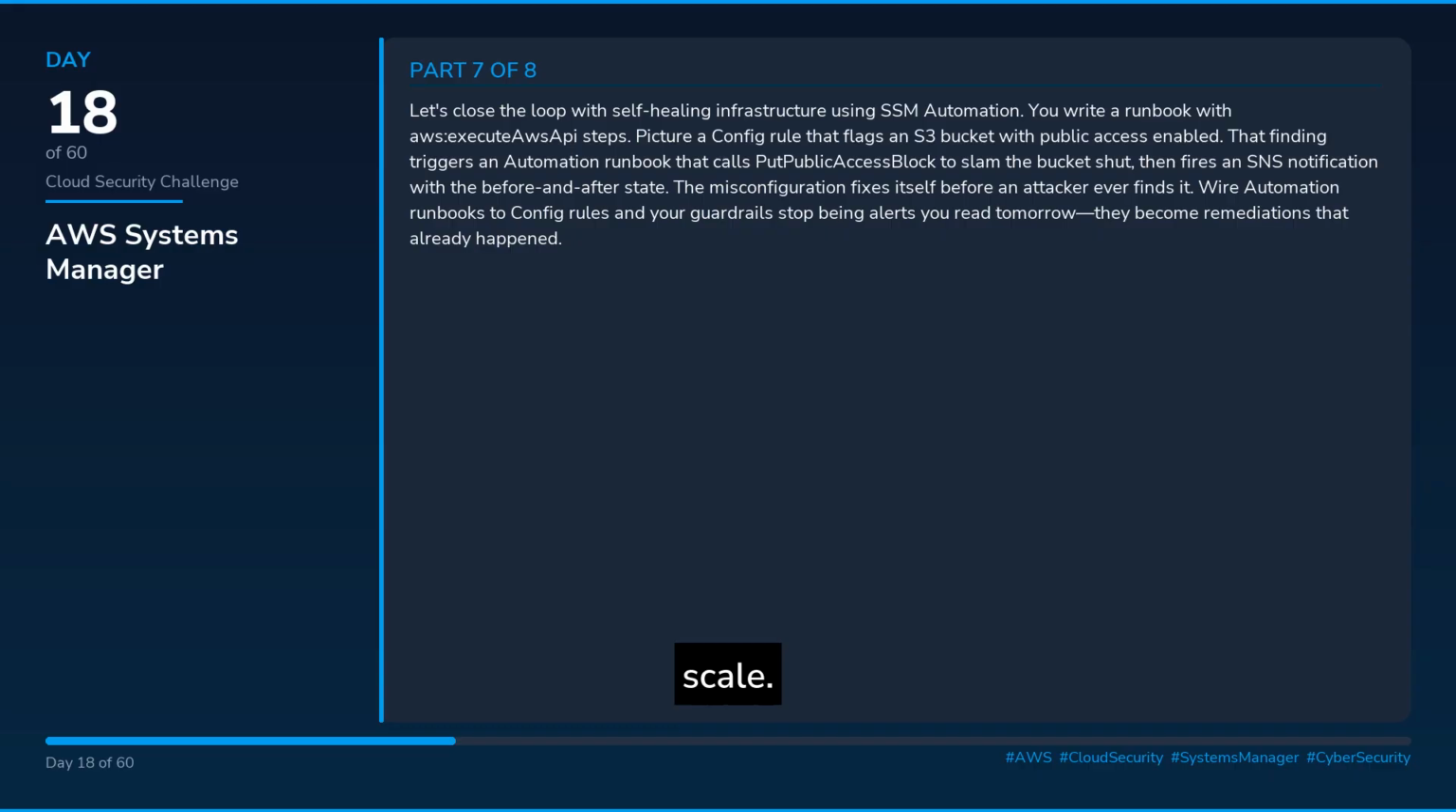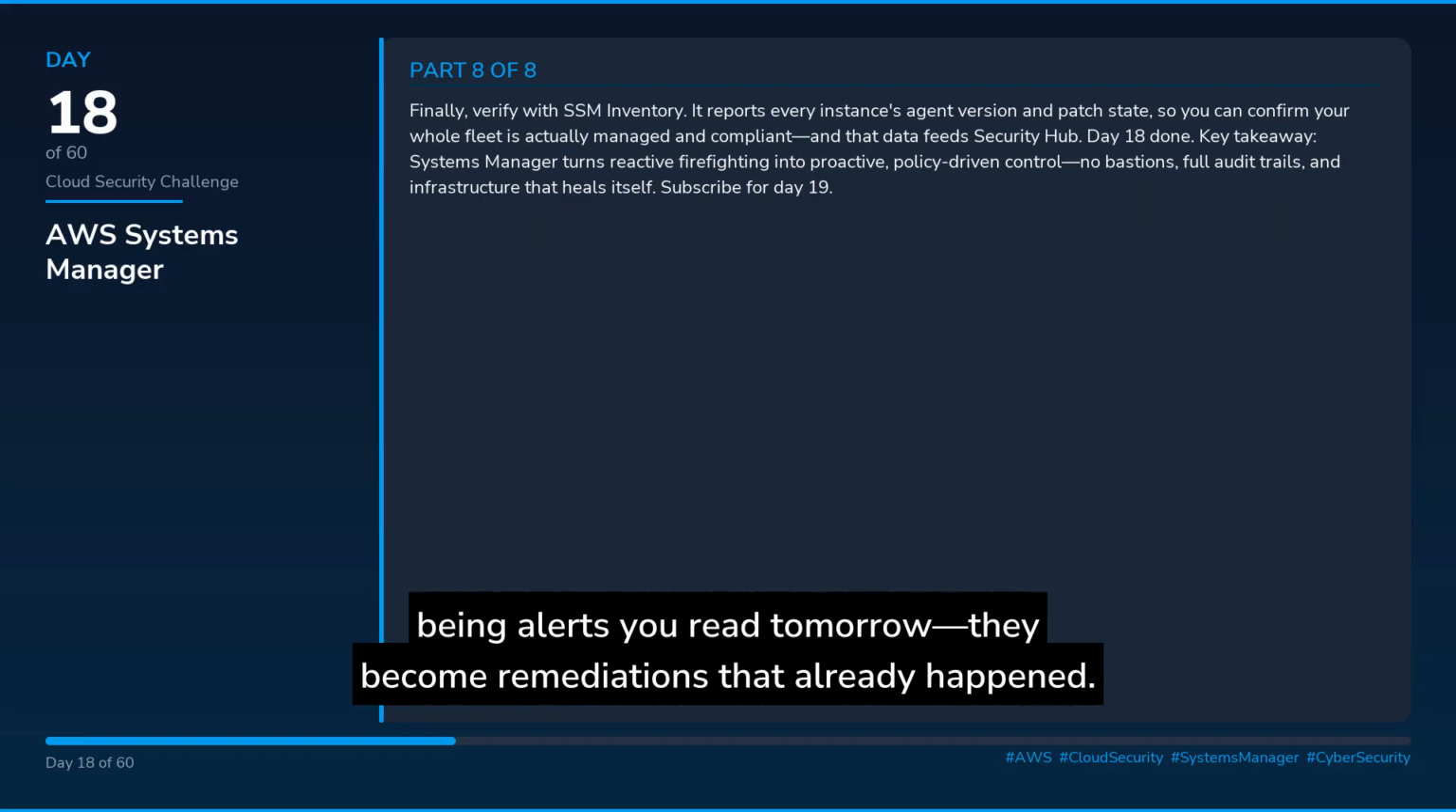Wire automation runbooks to Config rules and your guardrails stop being alerts you read tomorrow, they become remediations that already happened. Finally, verify with SSM Inventory. It reports every instance's agent version and patch state, so you can confirm your whole fleet is actually managed and compliant, and that data feeds Security Hub.